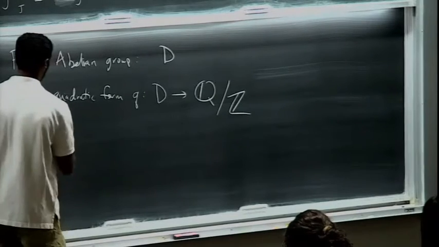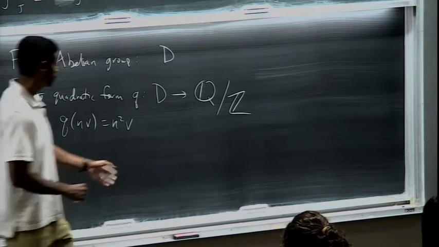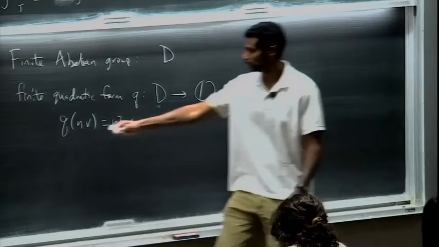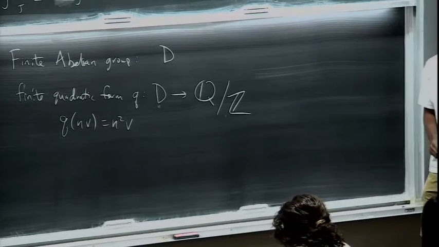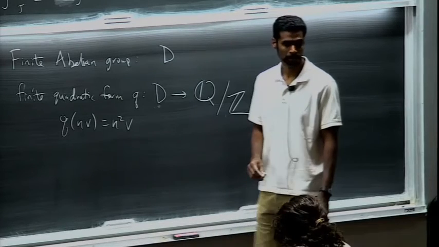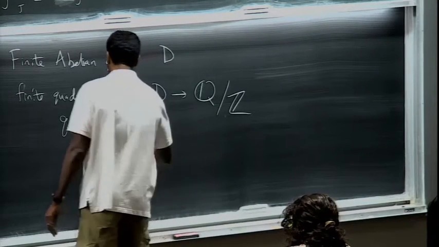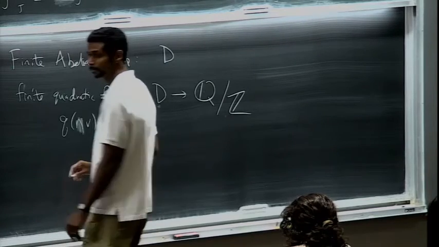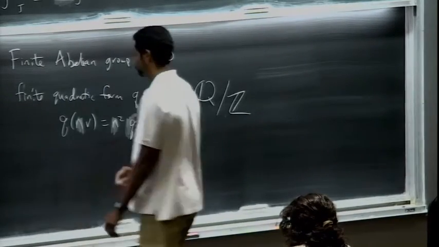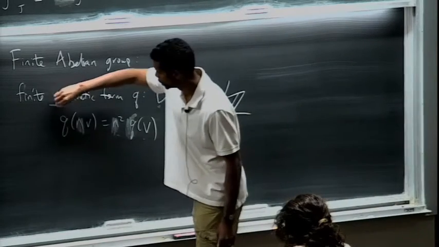And by quadratic, we mean that it satisfies the property Q of nv equals n squared times v. So it's some map from this finite abelian group to the rational numbers mod the integers that satisfies this property. Here I'm interpreting this finite abelian group as additive. Sorry, thank you, that's a typo. Q of nv is n squared times Q of v. That's what it means to be quadratic in this context.